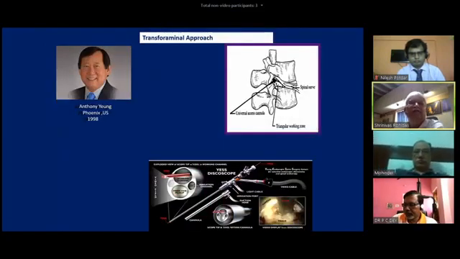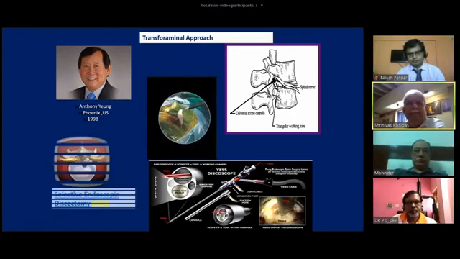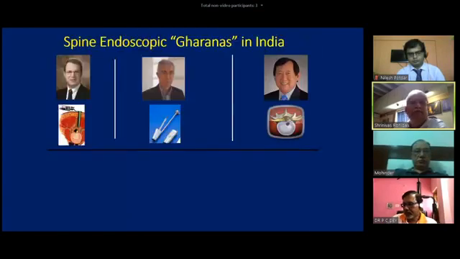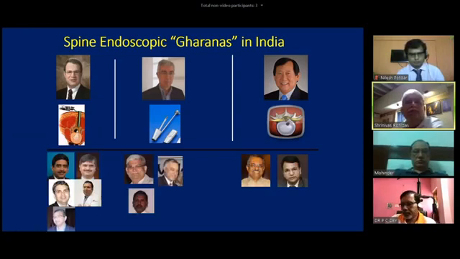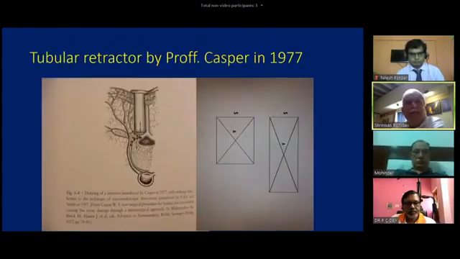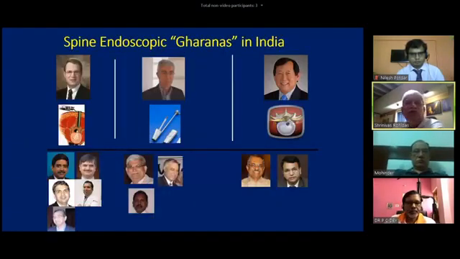And the third gharana is the transforaminal approach. They go far laterally into Kambin's triangle and target the disc medial to the exiting root. So these are the major gharanas: Dr. Foley, Dr. Destandau, Dr. Yeung. These are the Indians who are following those philosophies. The fourth one is Dr. Son from Korea. He is using UBE, where there are two ports which are mobile.